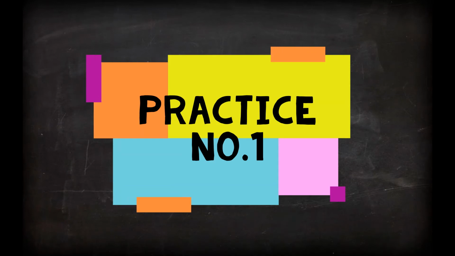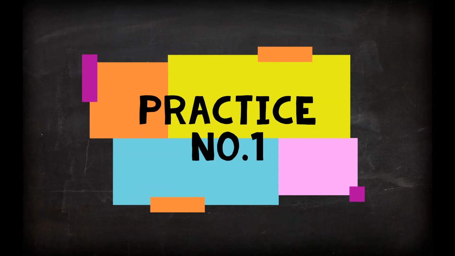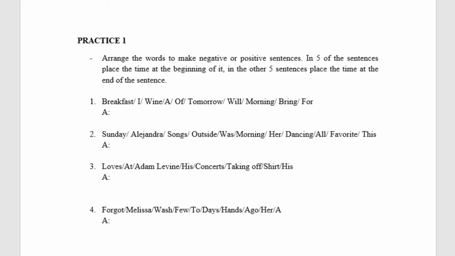And now we are going to start with practice number 1. You can do this practice in the same Word file that you had for the quiz that we did at the beginning. And you have to arrange the words to make negative or positive sentences. You can do 5 and 5 if you want to, but in 5 of these sentences, you have to place the time at the beginning of the sentence. And in the other 5 sentences, you have to place the time at the end of the sentence.